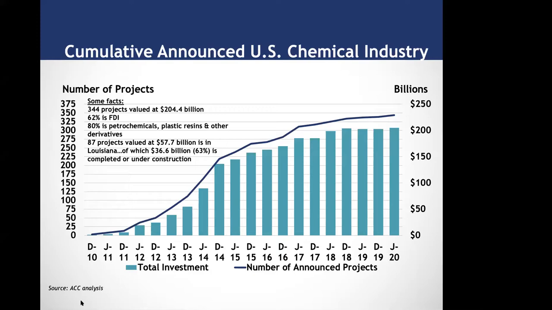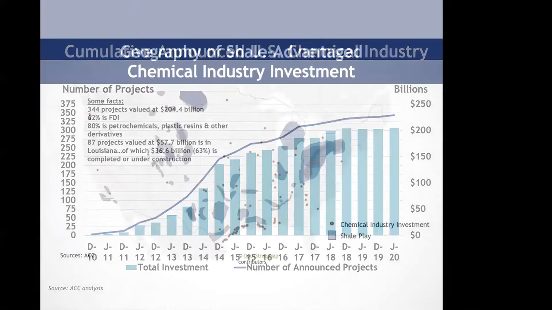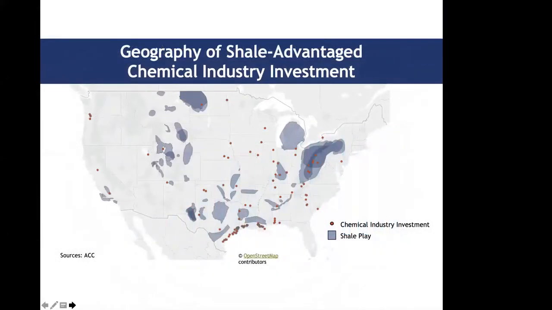This revolution in shale gas has resulted in a number of projects that have been announced by the chemical industry. We update this, it's called our one pager. Roughly 344 projects valued at $204 billion. What's of interest is that 62% of this is foreign direct investment. 80% of it is in petrochemicals, plastic resins, and other derivatives. It's sort of tapered off lately. But this has resulted in a significant increase in capacity in this country, roughly 40% during the 2010s. This is where these shale plays are, and this is where these projects are.